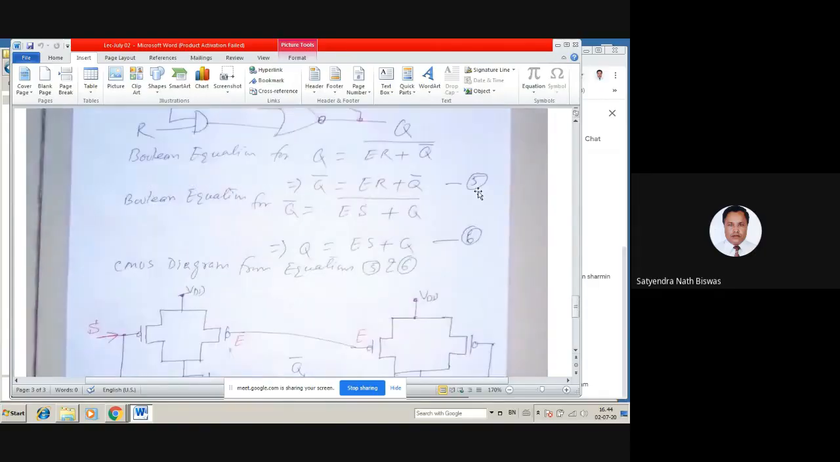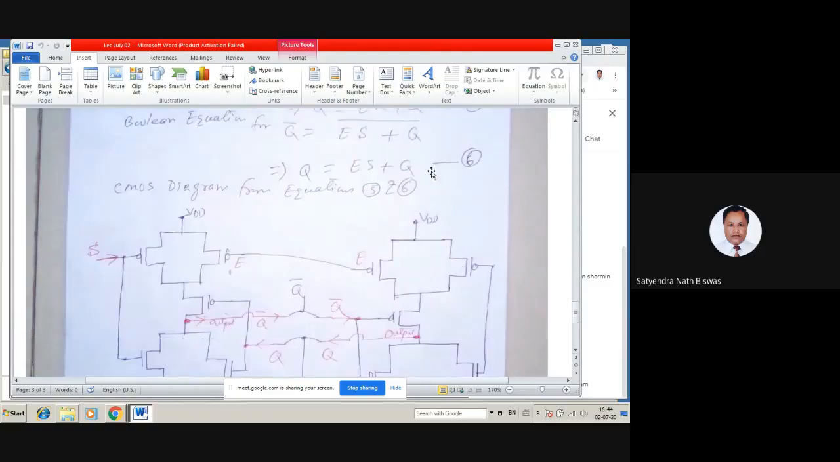Now we have to design these two circuits, right? These two Boolean equations, 5 and 6, and anyone can do it, but it is better to take equation number 6 first, because there is an S inside.